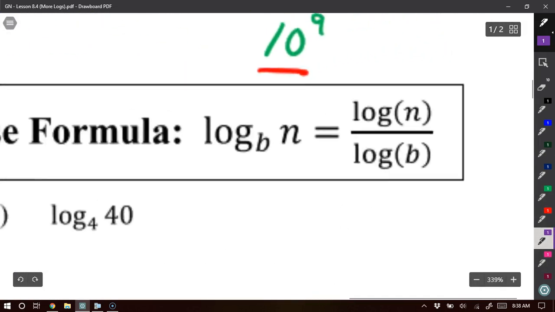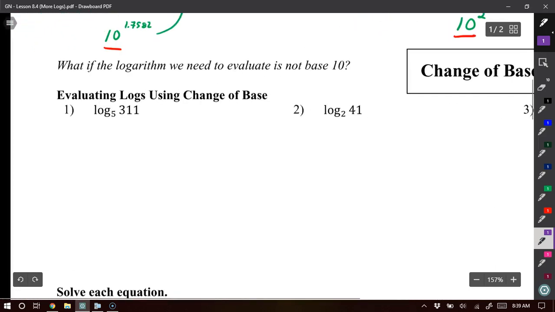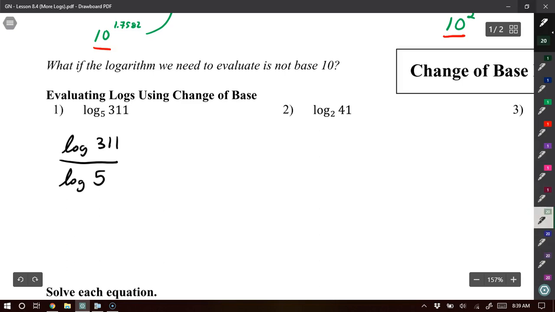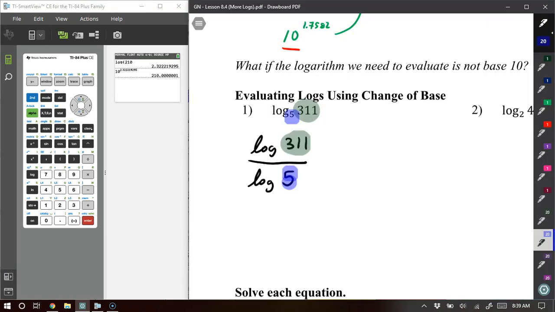Now the change of base formula says, okay, I can't type this in if it's not 10. So what I'm going to do is change the base. You're going to use the number, the n, on top, and the base on the bottom, with their own logs. So it looks like this. I'm going to write this as log of 311 divided by log of 5. The 311, visually the bigger number, not numerically, but visually the bigger number, goes on top. The base, that 5, goes on the bottom. That would allow me now to type it in my calculator.